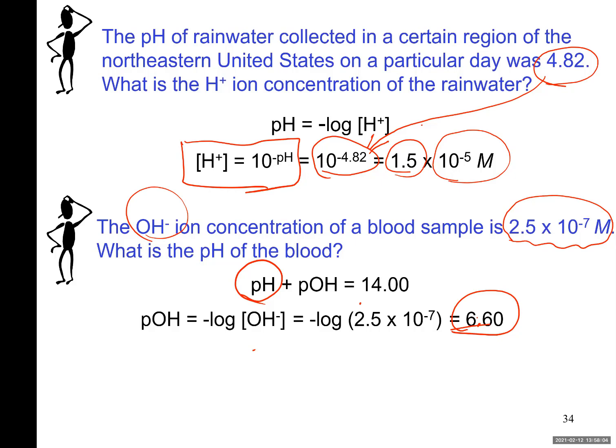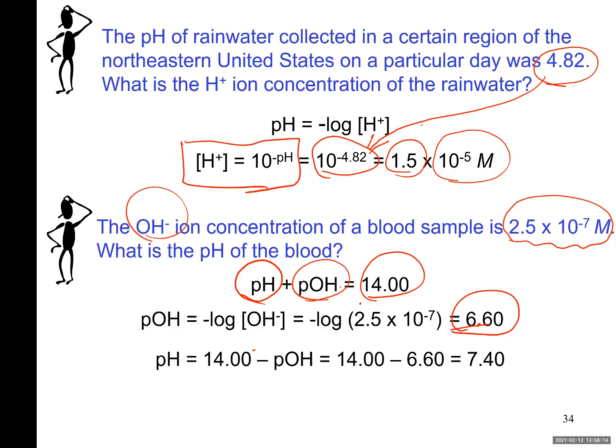That is pOH. So pH is 14 minus pOH. So can I say pH is 14 minus pOH? 14 is the constant at room temperature, and pOH we already calculated, 6.60. So you can calculate pH of this solution. I hope this makes sense to you.